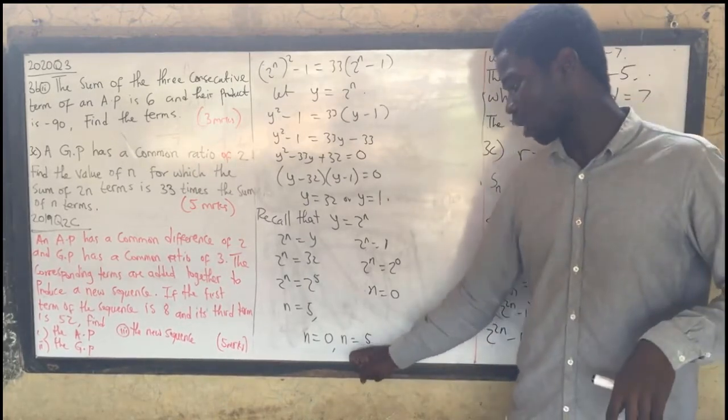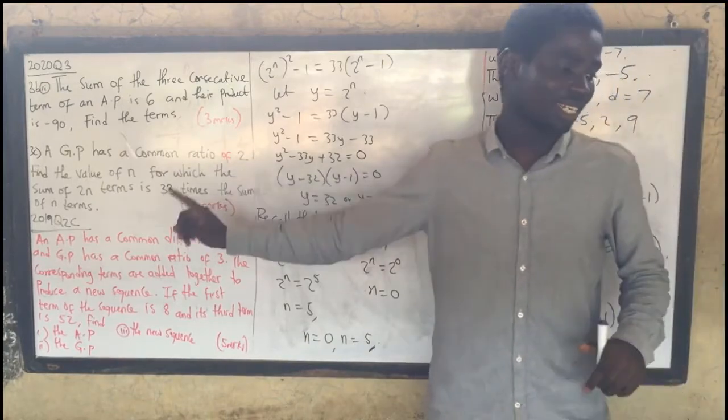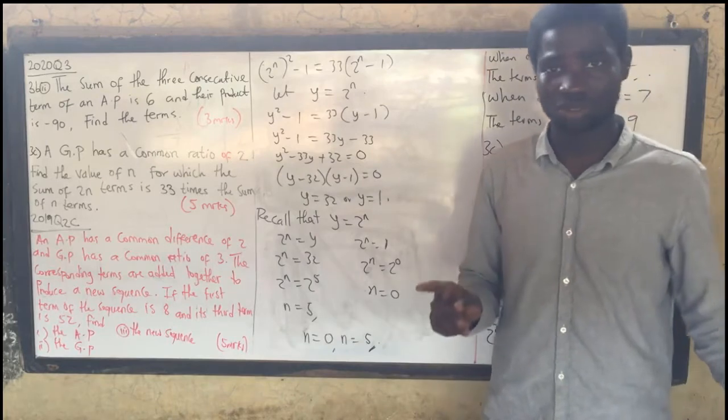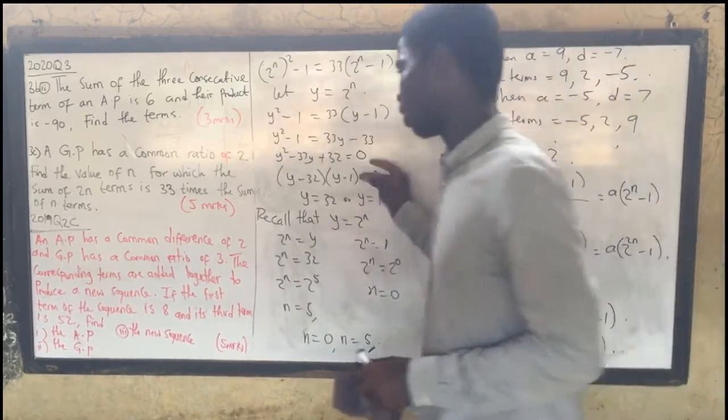And this one as well, when n is 5, you can check it. You see that you will get this one. But in the examination hall, once you get the answer, please go straight to the next question, or you can verify using a calculator to confirm whether you are correct or wrong.